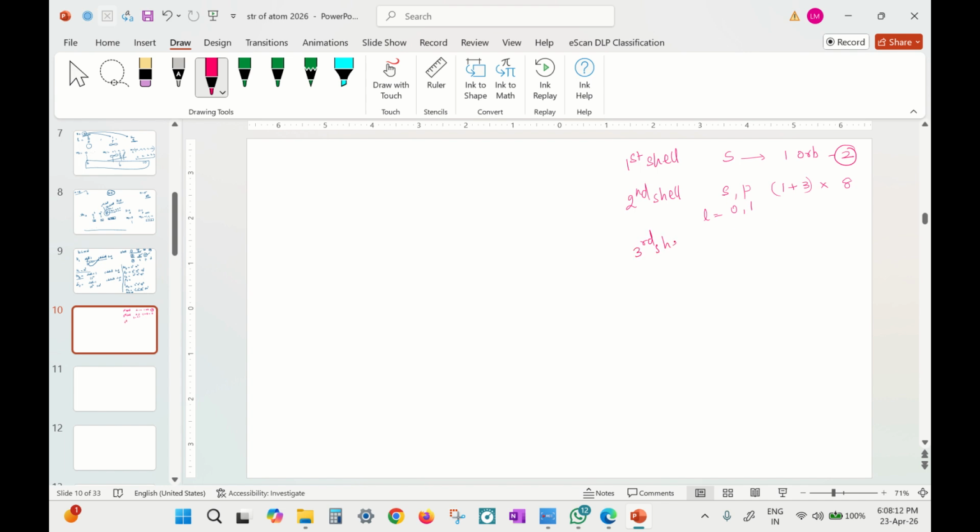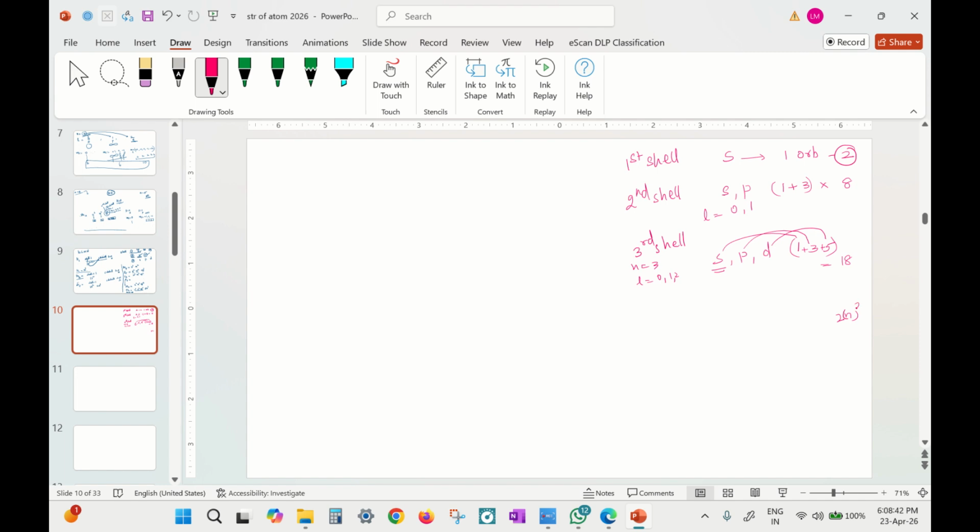Third shell likewise will have N is equal to 3. So L is equal to 0, 1 and 2. And therefore they will be having S, P and D. And S again has got only one orbital. P will have three orbitals and D will have five orbitals totally. So 1 plus 3 plus 5 is 9 and 9 into each orbital 2 electrons, so 18. So this much we know. Likewise, it will keep increasing.